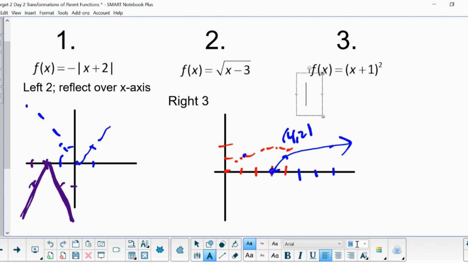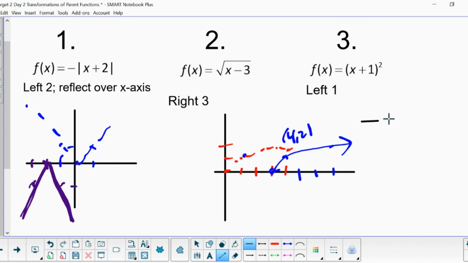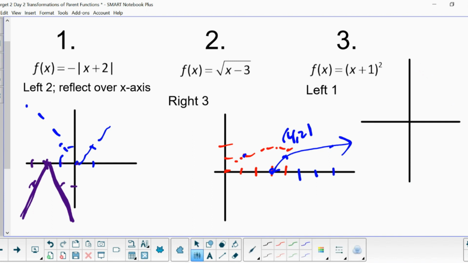So number 3, that's a perfect or a squared function, and it's going to go to the left 1. So again, just like we're doing, we're going to start with the squared function, which is at 0, 0, 1, 1, negative 1, 1. So those are your starting points. And then just take them all to the left 1.